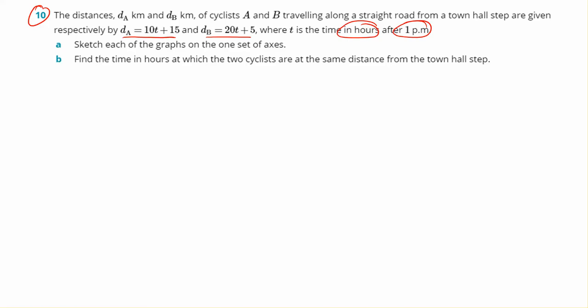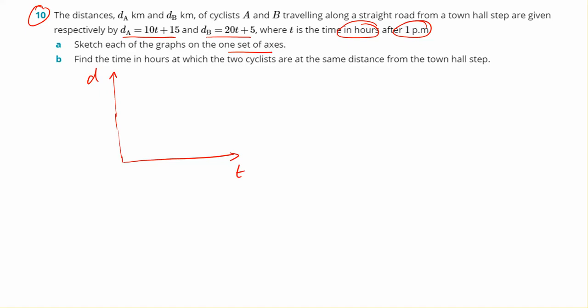Okay, so when t equals 0, that's 1 p.m. When t is 1, that's 2 p.m. T equals 2, that's 3 p.m., etc. I want to sketch each of the graphs on one set of axes. Okay, so you're going to have to draw a graph, and your y is like your d, your distance in kilometers, and your x is like your t.